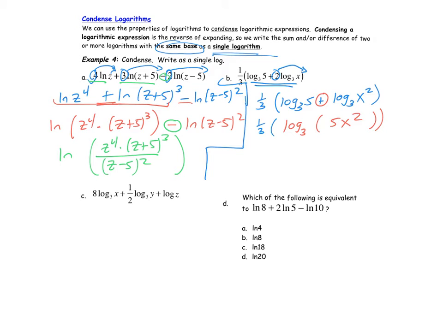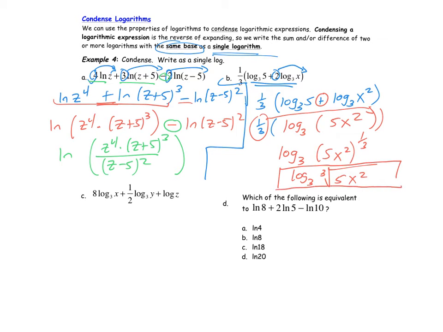And now we have this 1/3 out in front. By the power rule, that can become an exponent. So that's going to become log base 3 of 5x squared to the 1/3, which can also be written as log base 3 of the cube root of 5x squared. And we're finished because we have the logarithm of a single expression. Next problem. We're going to begin condensing. So we have 8 log base 3 of x plus 1/2 log base 3 of y plus log z.